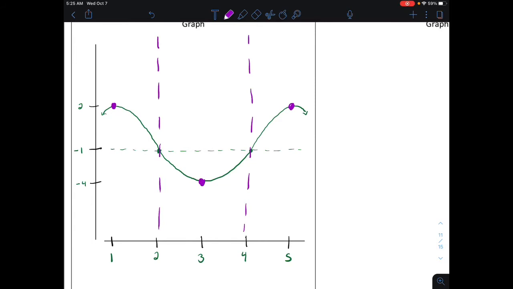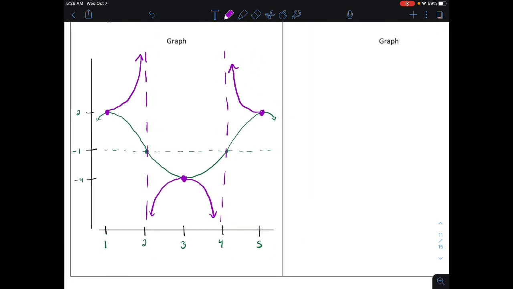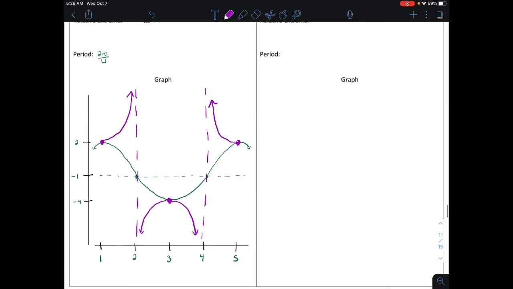And when sketching, cosine and secant turn away from each other, and secant's going to have that unbounded behavior. And so here in purple is the graph of secant. Now we can work on our analysis.